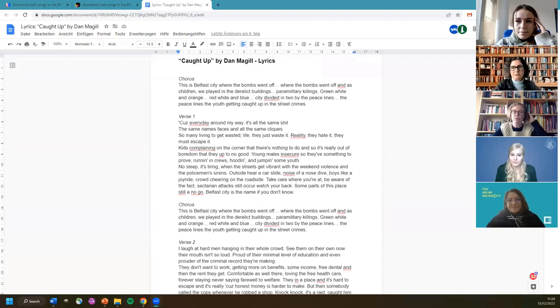And when you use this song for talking about Northern Ireland, or in a 12th grade English class, you would have to give them background either before you use that song or after you've used that song, because it makes very direct allusions to the Northern Irish conflict and how the conflict still affects Northern Irish society today.